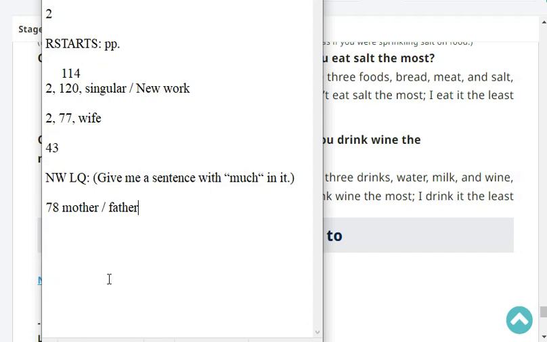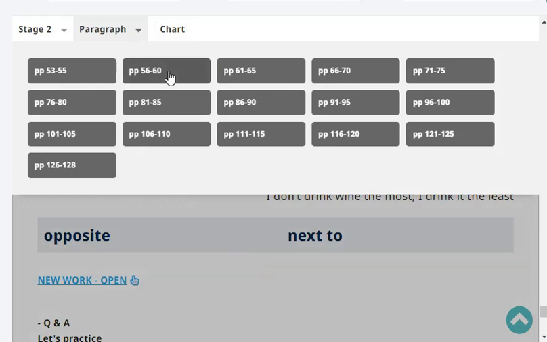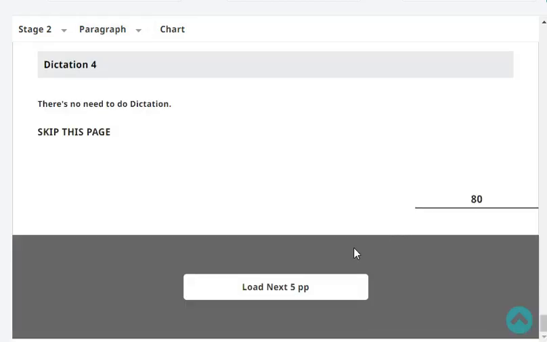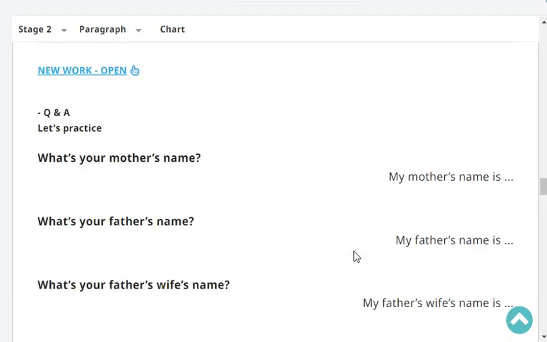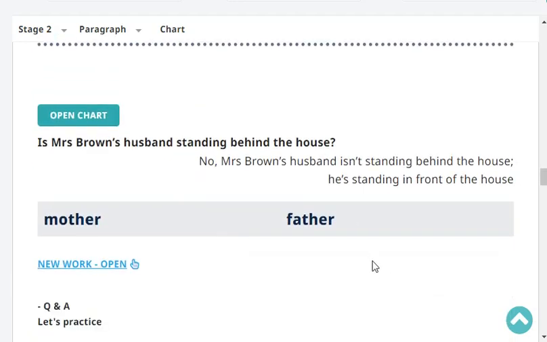Okay, so our reading is at stage 2, page 77. Last headword was wife. Okay, please start at page 78. Mother, father.